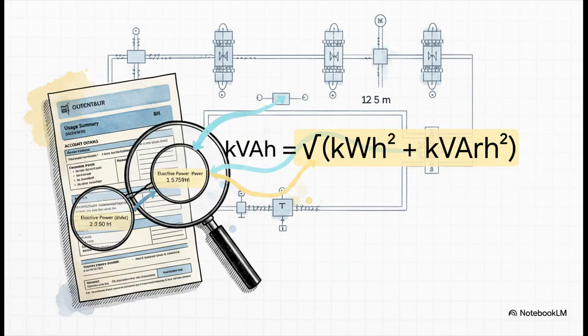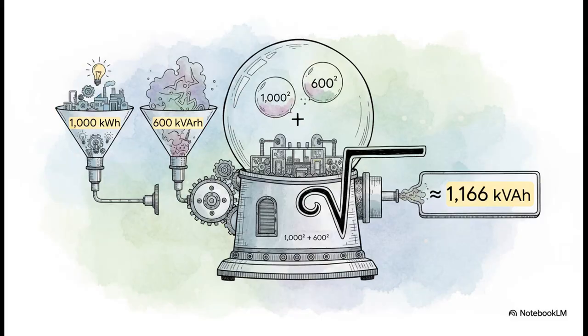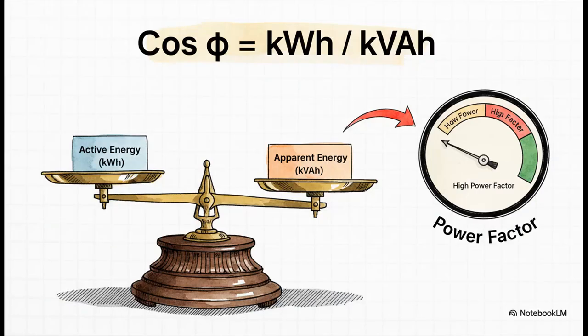Okay, so here's the formula for that first step. We take the square of our kWh, add it to the square of our kVARh, and then we find the square root of that whole thing. I know it looks a little intimidating, but it's really straightforward. Let's just plug in some numbers so you can see. So let's say your bill shows you used 1,000 kilowatt hours and 600 kVAR hours. Okay, so we square 1,000, that's a million. We square 600, that's 360,000. Add them together, take the square root, and we get about 1,166 kVAh. That's it. That's our apparent energy. And now for the final easy step.